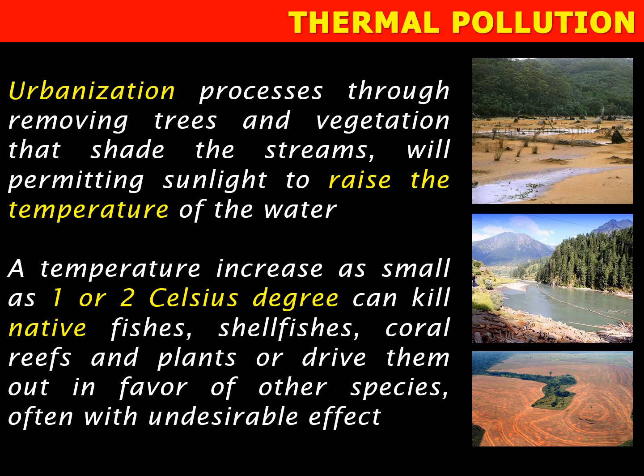Urbanization, by removing trees and vegetation that shade the streams, permits sunlight to raise the temperature of the water. Thermal pollution is widespread, affecting many lakes, rivers and streams. A temperature increase as small as 1 or 2 degrees Celsius can kill native fishes, shellfishes, coral reefs, and plants or drive them out in favor of other species, often with undesirable effects.